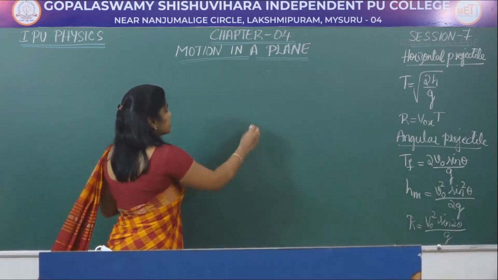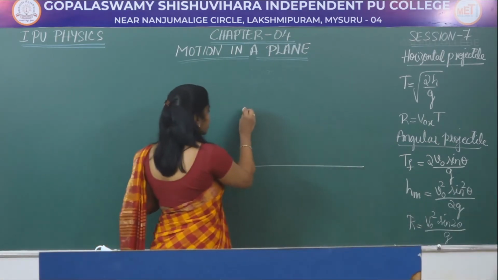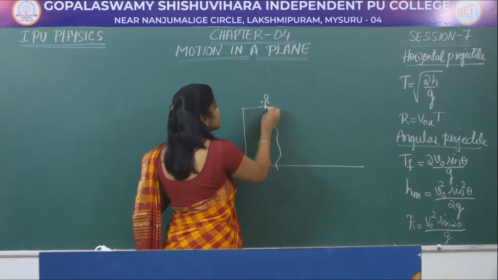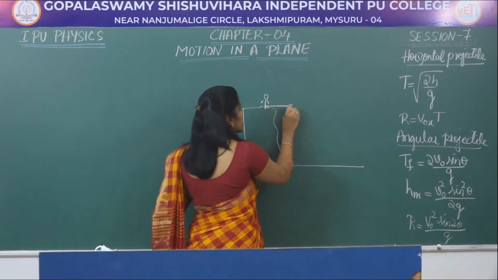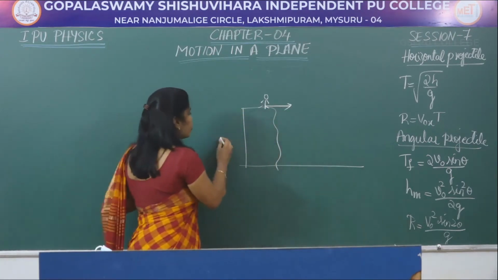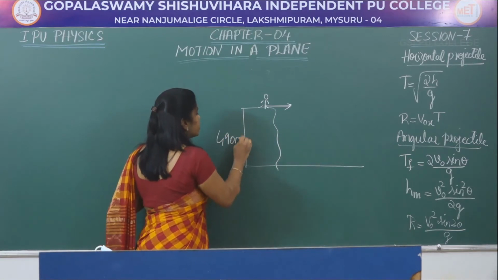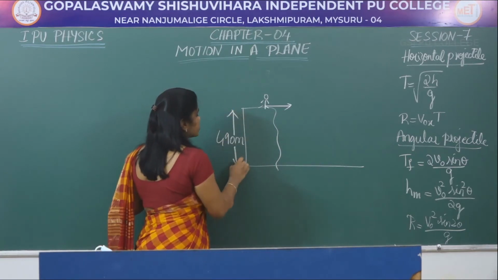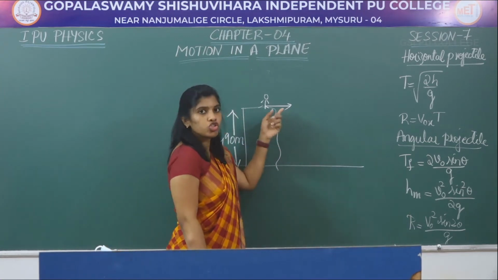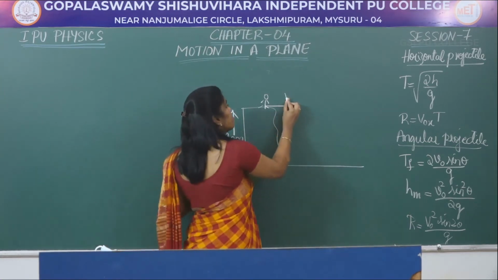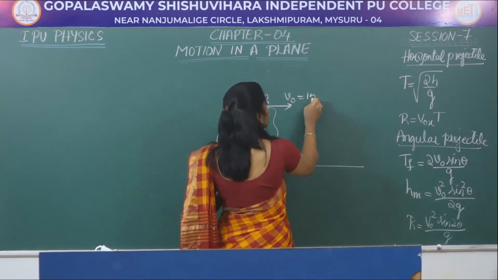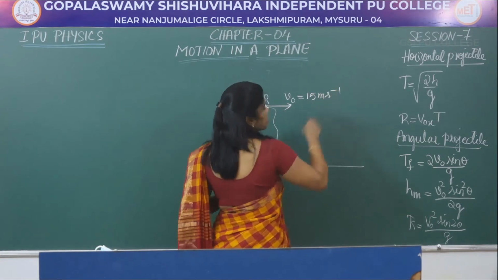Now there is a cliff on which a person is standing and projecting a stone, and this cliff is of 490 meter height. It is given, its height is 490 meter, and the person will throw a stone with some horizontal velocity which is given as 15 meter per second.